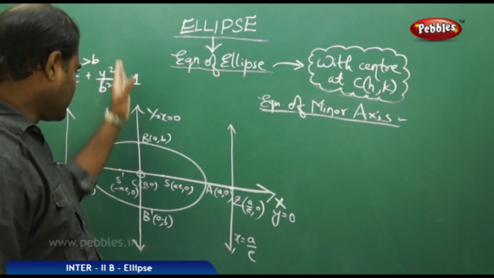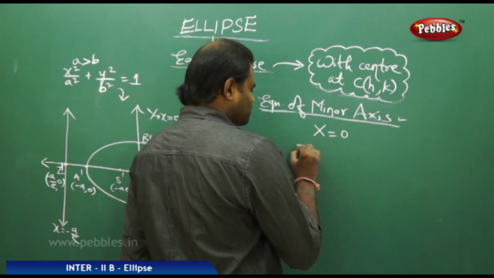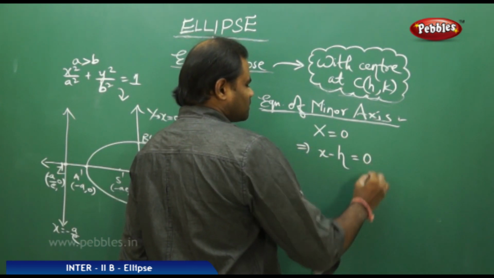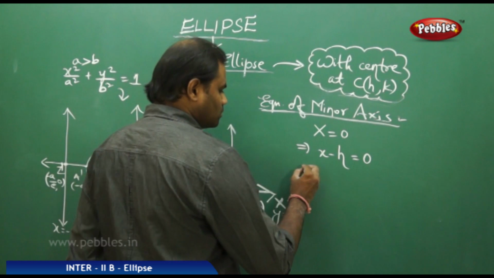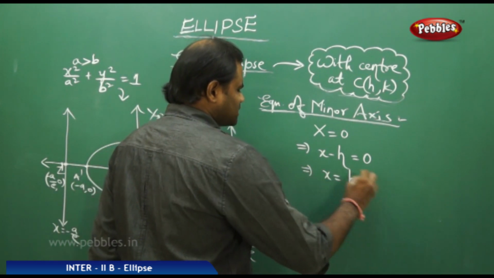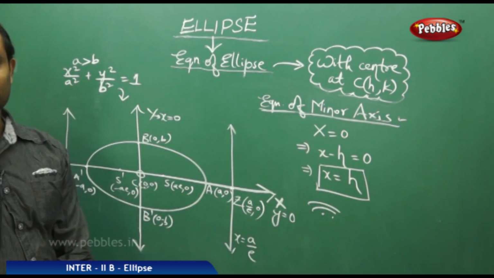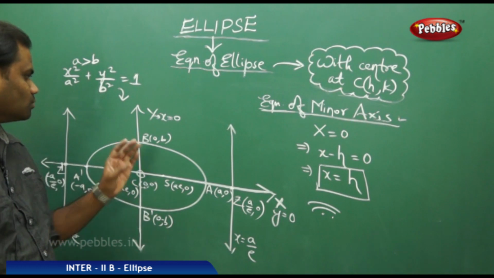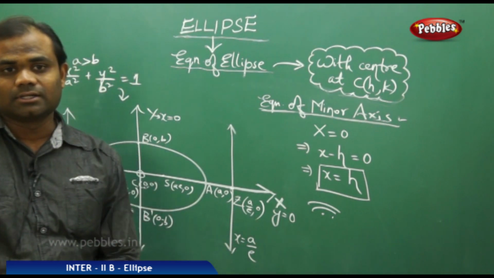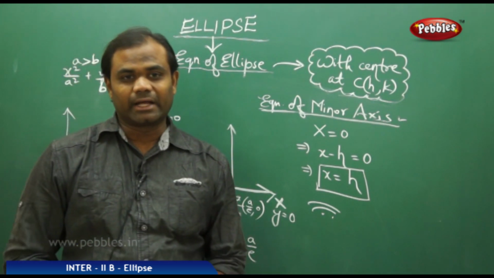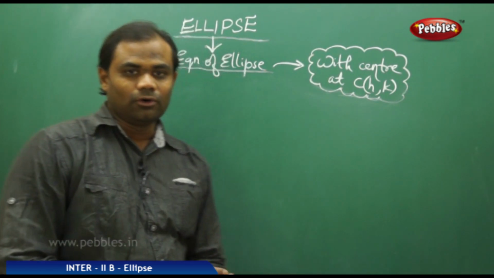Similarly, the equation of the minor axis, which is x equal to 0, becomes capital X equal to 0. That implies x minus h equals 0, that is x equal to h, is the equation of the minor axis, which is a line parallel to the y-axis at a distance of h units from the y-axis. This is how we understand the equation of the minor axis for the transformed equation of the ellipse.